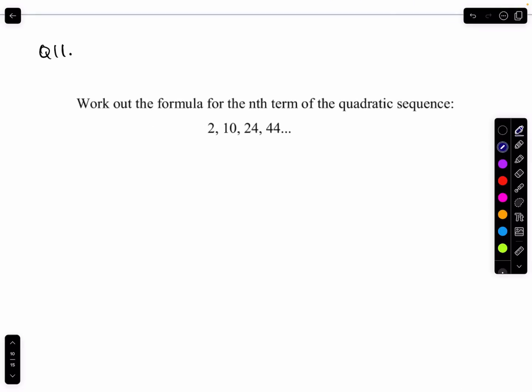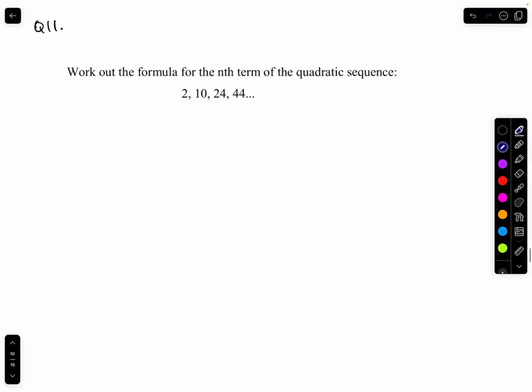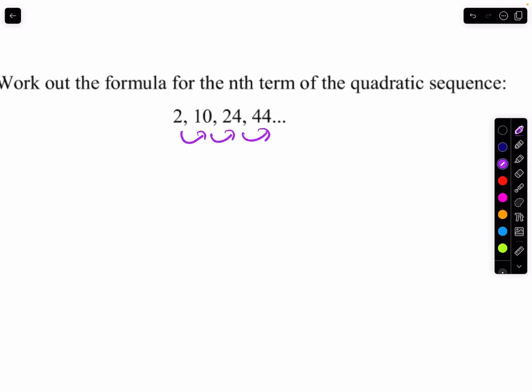Question 11. Write down the nth term of the quadratic sequence. Now, different people have different methods they might use for this. Some people use the algebra. They write ax squared plus bx plus c and everything. But I use the method where I'm just finding the differences. So if your answer matches mine at the end, it's not a problem. Okay, so this is our sequence.